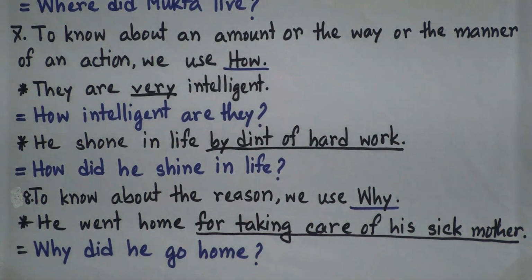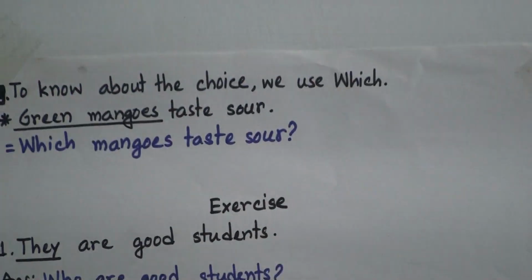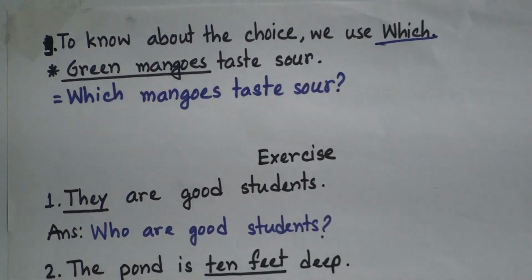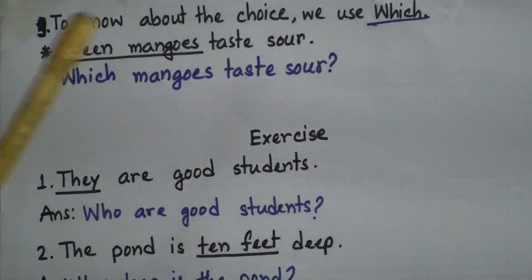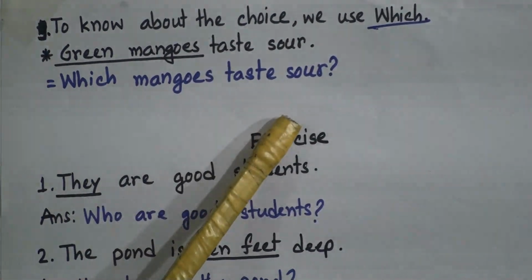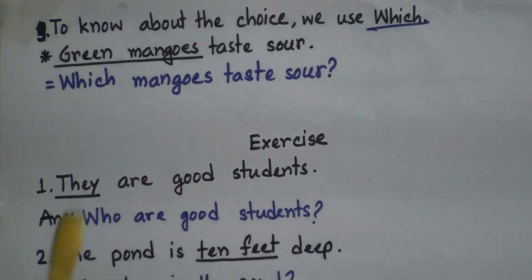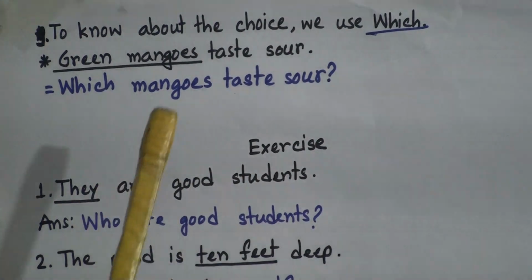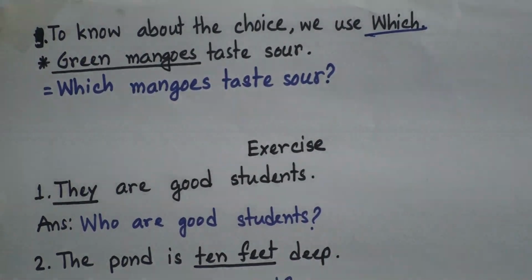Now we will go to rule number 9. To know about the choice, we use which. So if you want to know about the choice, we will use which. Now look, green mangoes taste sour. So which mangoes taste sour? So this is the choice, green mangoes or red mangoes. So you will make a choice, which mangoes taste sour. So just like the first rule, Karim opened the door, who opened the door, like this.